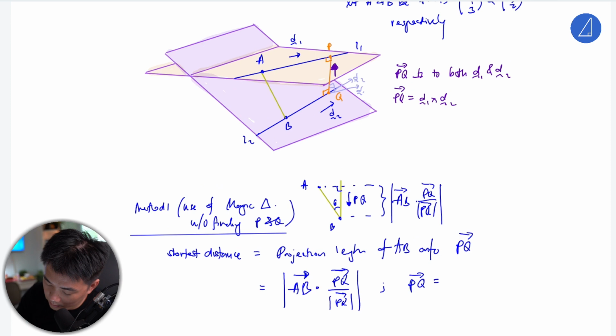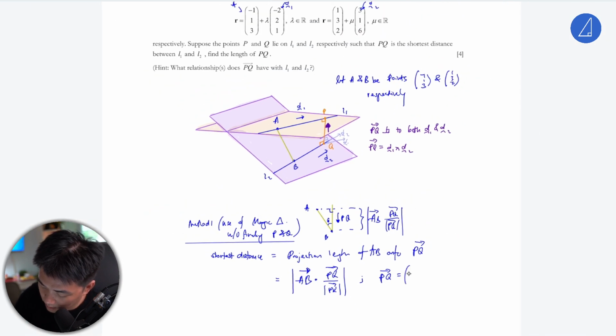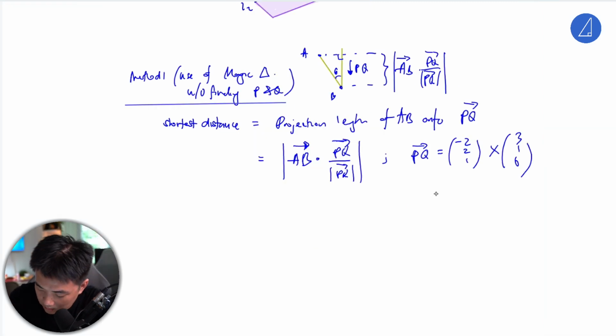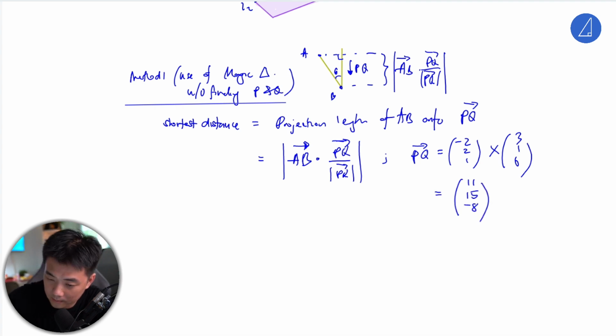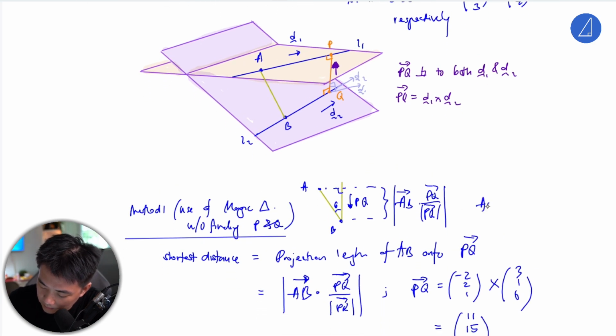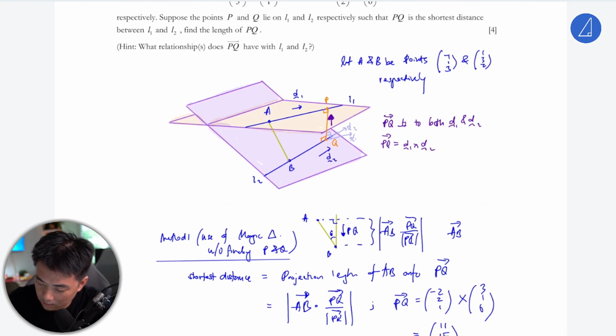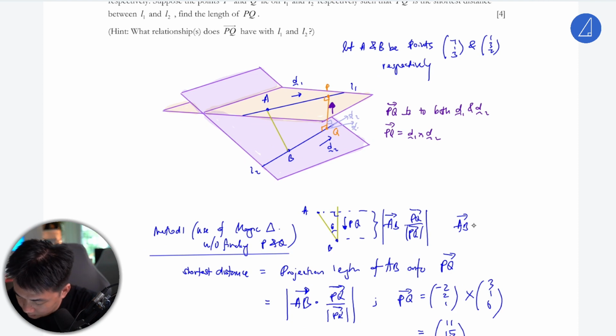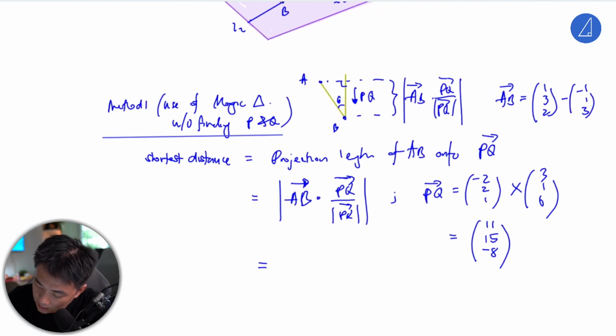D1 dot D2. So take D1, which is minus 2, 2, 1, cross with 3, 1, 6. This over here would then be 11, 15, minus 8. Okay, so this is a dot product. What you get is A to B will just be A minus B. So it doesn't matter whether it's BA or AB.